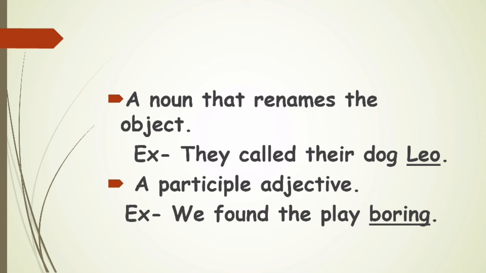It could be a participle adjective, like, we found the play boring. Participle adjective means a participle which does the work of an adjective. So we have this word boring, and boring is describing the play. How was the play? Boring. That play was boring. So boring is describing the play, that means the object. So it is doing the work of an object complement.